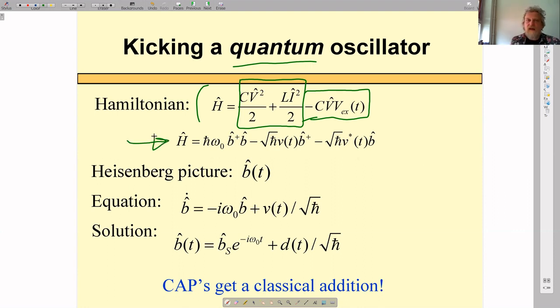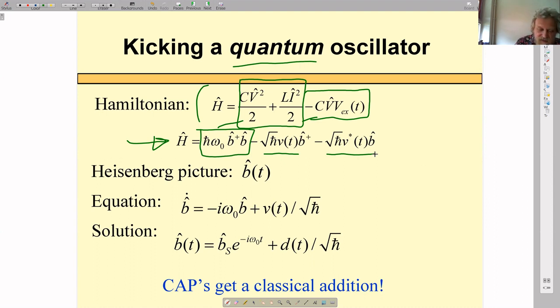Let me first rewrite this Hamiltonian in a more quantum form. Again, the same Hamiltonian, but in different coordinates, in different notations. All right, that part, of course, becomes that familiar expression for a harmonic oscillator. And the external voltage will come in these terms.